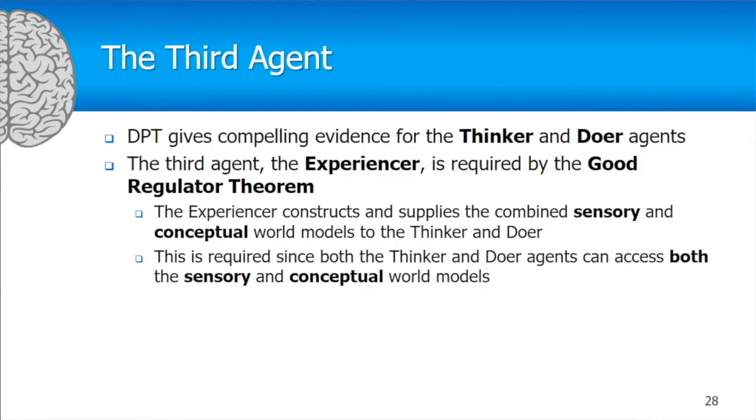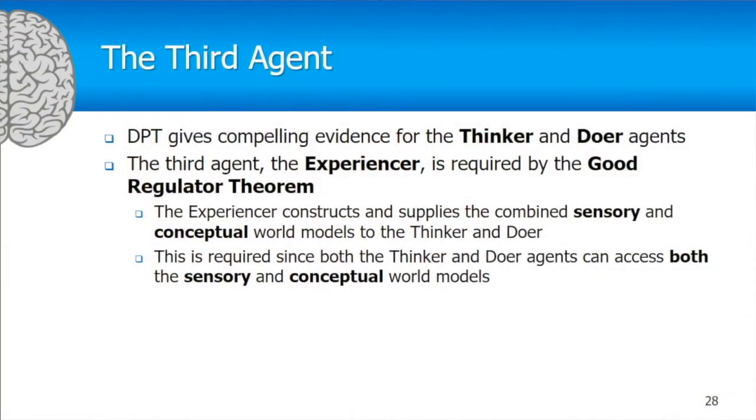This is required since both the thinker and doer agents can access both the sensory and conceptual world models. For example, a lot of people can think in images, so they can imagine an image here and rotate it around and see how it connects to this image here. That's thinking in images. You're obviously using your sensory system to do that. So the thinker can do visual things using the sensory system. And at the same time, the doer can answer conceptual questions, sometimes wrongly, but it can come up with the answer. That's what the psychology students were doing in dual process theory experiments. So they can both access both systems.